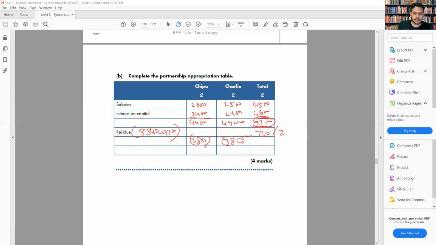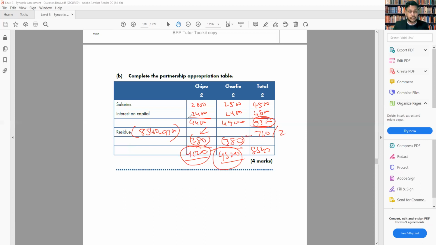That's it. And after that, we find the total. So 4,400 minus 380 will give you 4,020. And 4,900 minus 380 will give you 4,520. And the total is 8,540. That's it. And that's how the partners will be personally responsible to report to HMRC how much they got from the partnership. They have to show salary from the partnership, how much they get as interest on capital, and how much is the leftover profit. If there's a loss, it will reduce the profit. If there is a profit, it will increase the total amount they get.